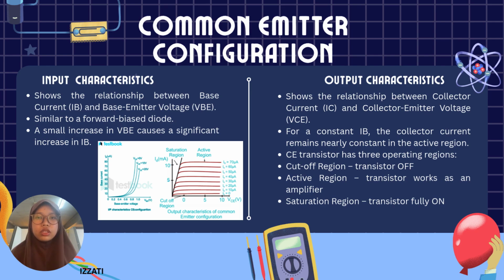The input characteristic shows the relationship between the base current and base emitter voltage. As the base emitter voltage is increased, the base current also increases. The output characteristic shows the relationship between the collector current and collector emitter voltage. The transistor has three operating regions, which are the cut-off region, active region, and saturation region. For amplification, it operates in the active region.